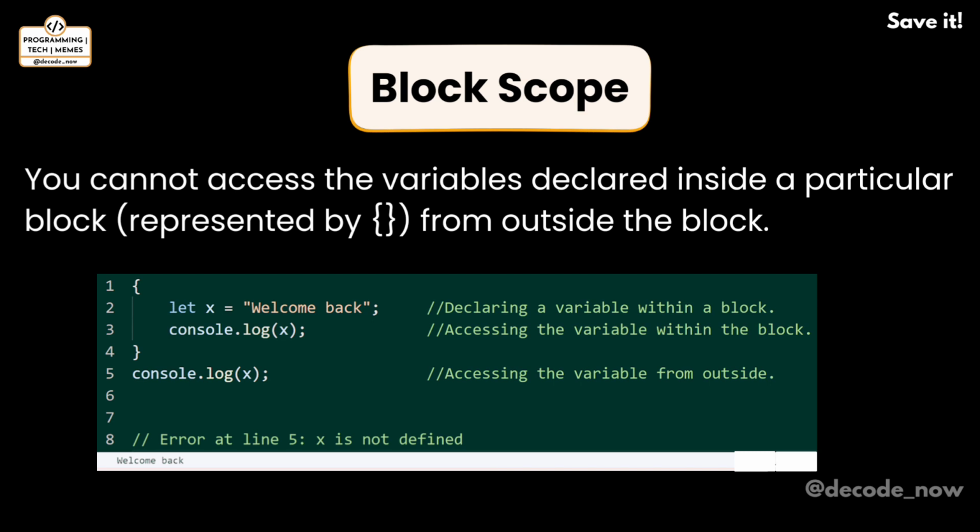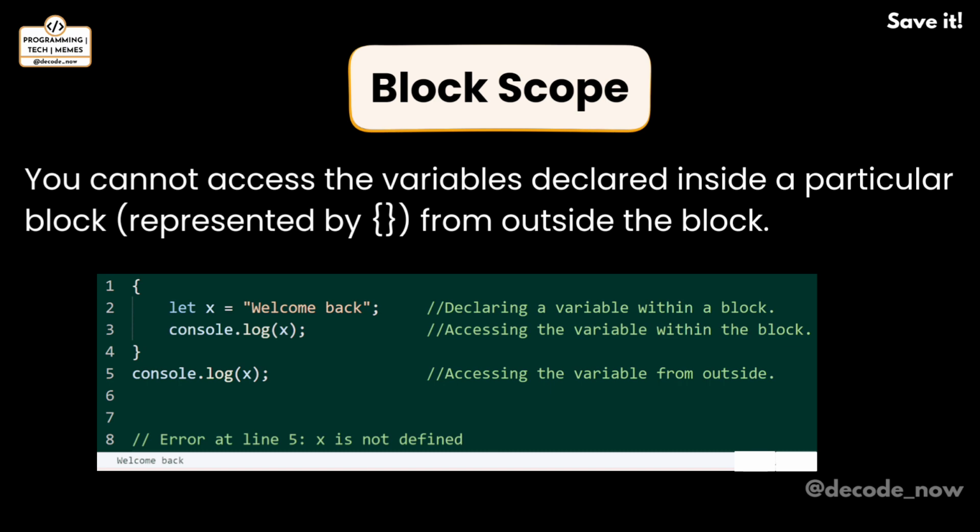Last is block scope. You cannot access the variables declared inside a particular block, represented by curly braces, from outside the block. In this program, there are two parts, the first block of code and the second console.log statement. The first block of code is enclosed within curly braces. This is known as a block scope and is used to group multiple statements together. In this block, there is a variable declaration and a console.log statement.